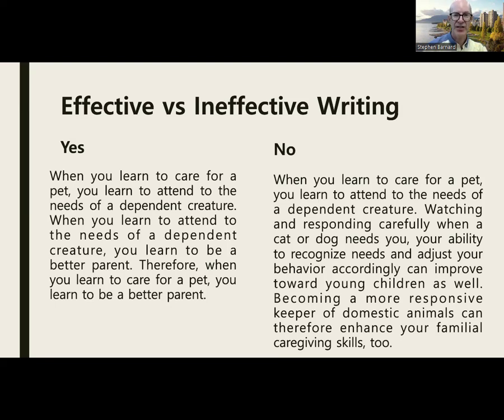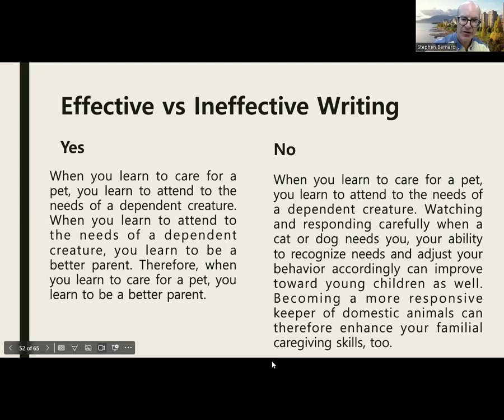If the person does not use consistent terms, the argument can become much less clear. So for example, I'll have to speed things up a little bit here. When you learn to take care for a pet, you learn to attend to the needs of a dependent creature, watching and recognizing carefully when a cat or dog needs you. Your ability to recognize needs and adjust your behavior accordingly can improve toward young children as well. Becoming a more responsive keeper of domestic animals can therefore enhance your familial skills too.